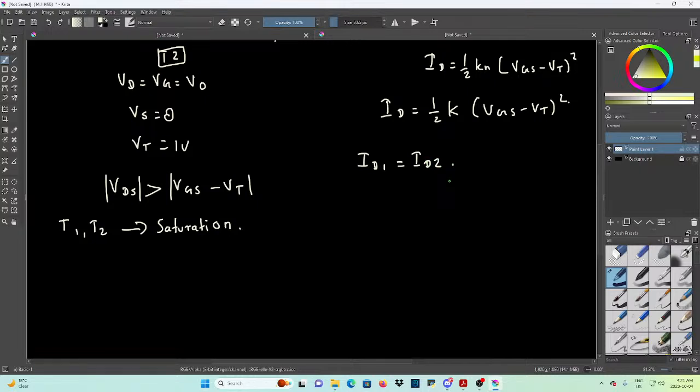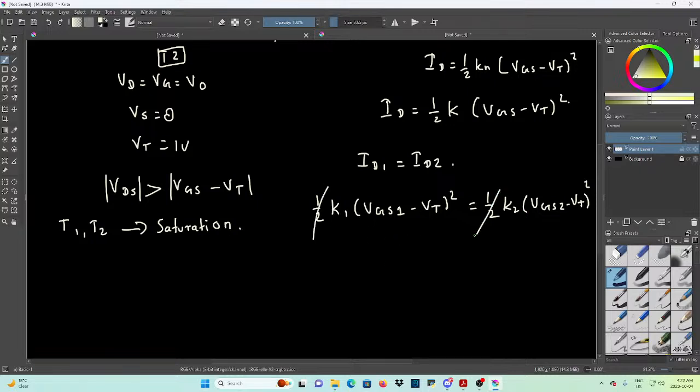Okay, so based on that we can create the equation: K1 times VGS1 minus VT whole square. I'm neglecting the half because it's going to cancel on both sides, or you can just put it in and cancel it to show the illustration. So half K2 times VGS2 minus VT square. The threshold voltage is the same for both of them, so that's why we put VT, but VGS1 and VGS2 are going to be different or same. Let's see what happens.